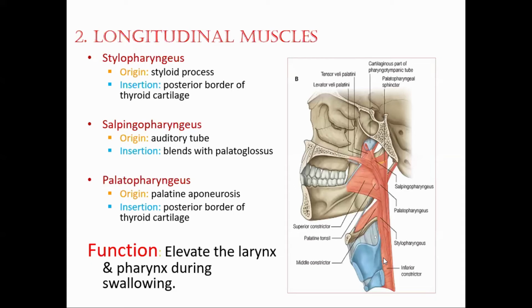So insertion is common in the case of the constrictor muscles and the longitudinal muscles. In constrictor muscles, the insertion is the pharyngeal raphe. In longitudinal muscles, they are inserted at the posterior border of the thyroid cartilage. What are the functions of the longitudinal muscles? They elevate the larynx and shorten the pharynx during deglutition.